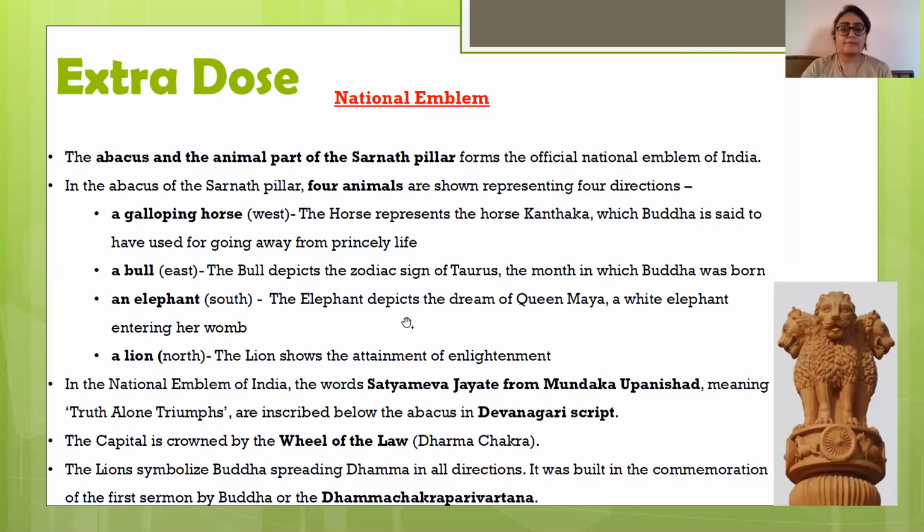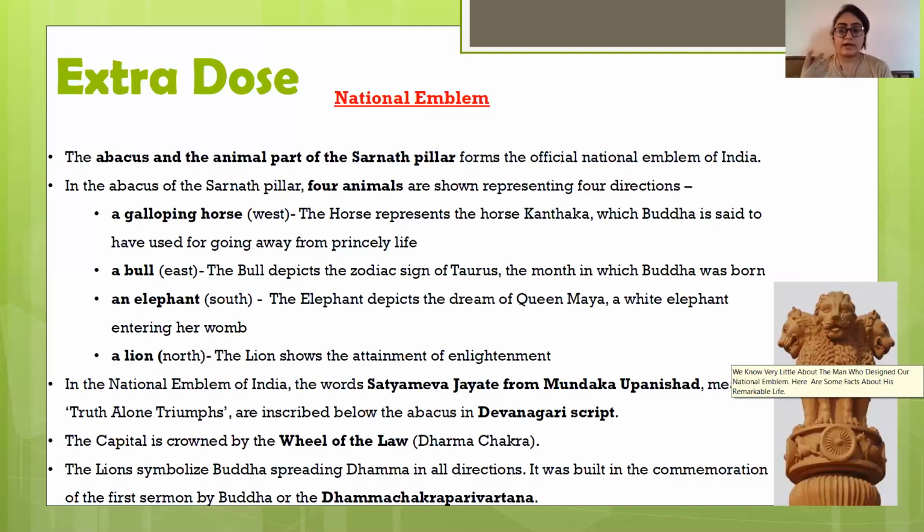Now, the capital is crowned by the wheel of the law, that is Dharma Chakra. Okay, Dharma Chakra, you can see. This is the Dharma Chakra. Then the lion symbolized Buddha spreading Dhamma in all directions. It was built in commemoration of the first sermon by Buddha, or the Dhamma Chakra Parivartana. The lions which you can see: there are 4 lions, but in our emblem we can see only 3 lions from the front side. One is on the back side. So these 4 lions symbolize that Buddha is spreading his Dhamma in all 4 directions.